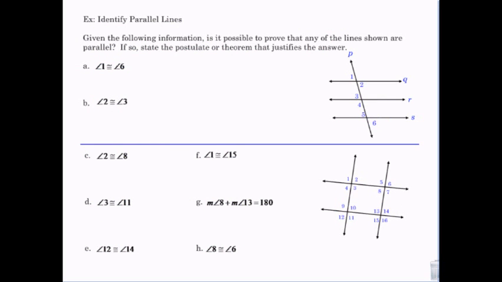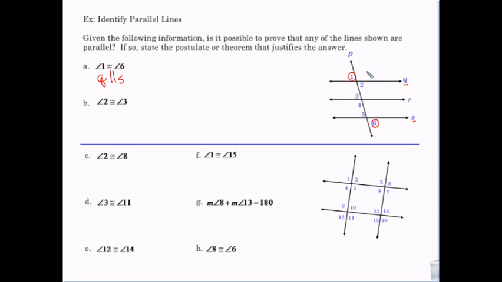Okay, so if I'm given this following information, angle 1 is congruent to angle 6. So here's angle 1 and here's angle 6. I want to say, okay, what lines does that make parallel? They're alternate exterior, and they're exterior to Q and S. So that would make Q parallel to S. Did that make sense? Okay.